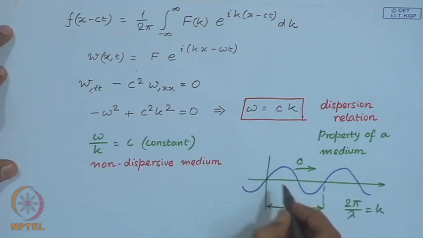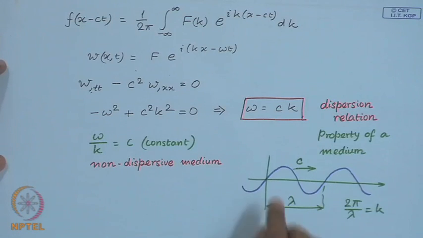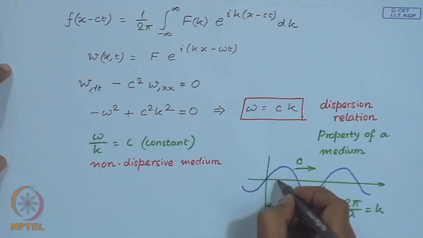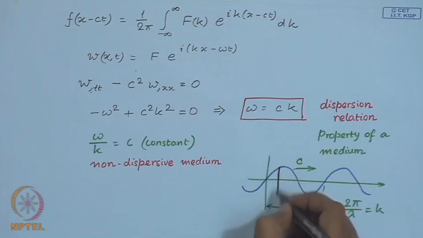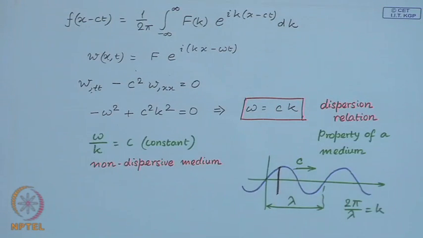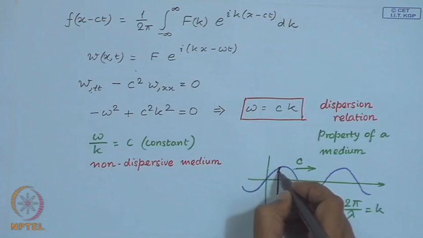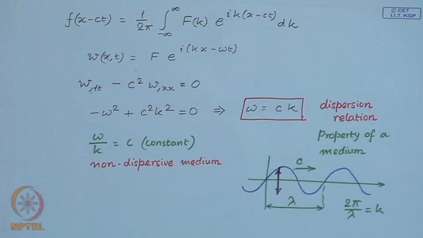If you look at a particular point of the medium, let us say this point, then the point of the medium is oscillating at this location as the wave moves. So, there is a definite frequency associated with this oscillation. These are the two things that are associated with a propagating harmonic wave.